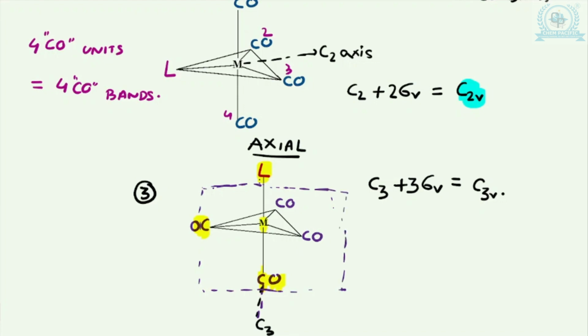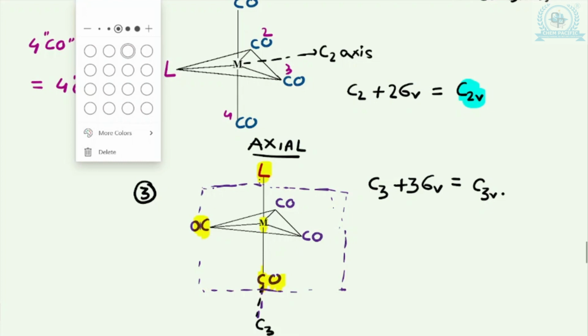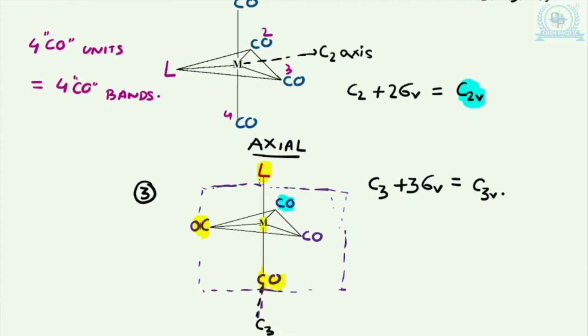So you can say this plane is on that side. This CO is on that side, and this is the front side. In the middle is your plane. It means these two CO are actually reflecting each other. They are reflecting, one this side and the other this side. Okay? So they are actually reflecting through the sigma V plane.